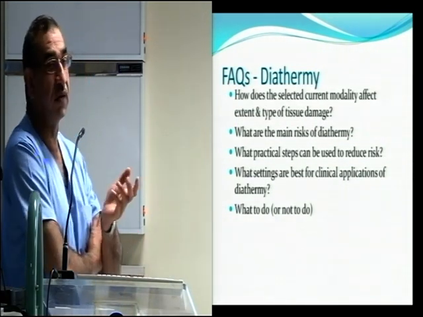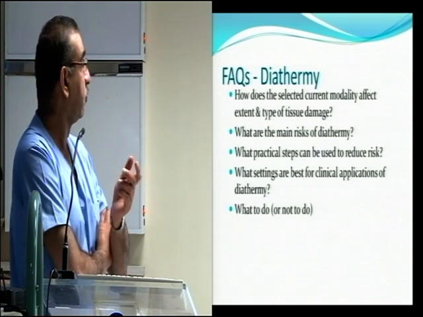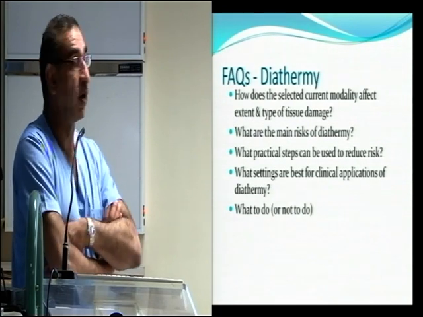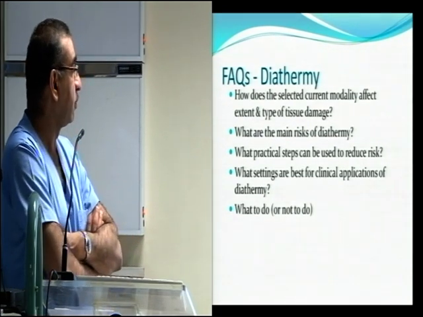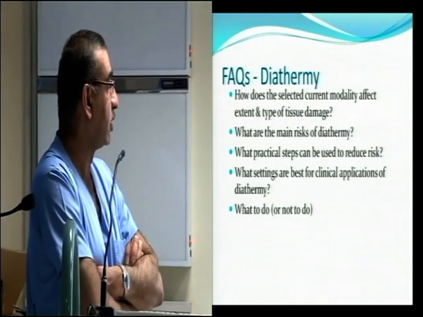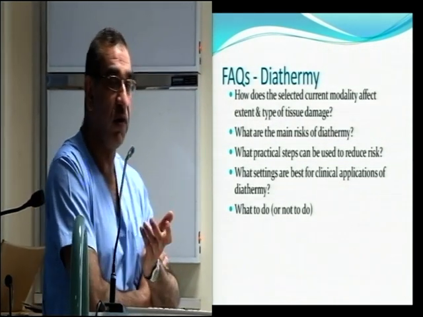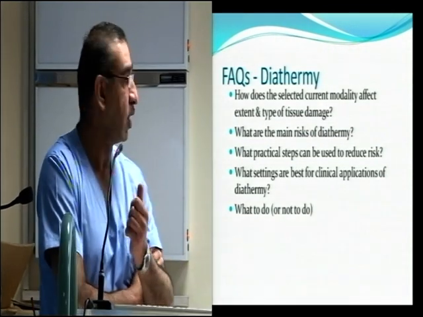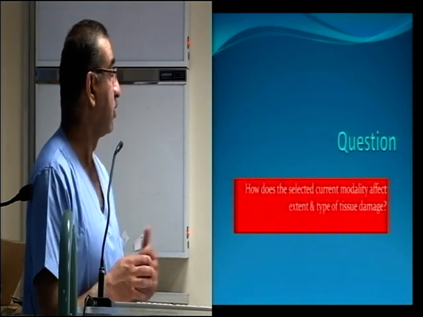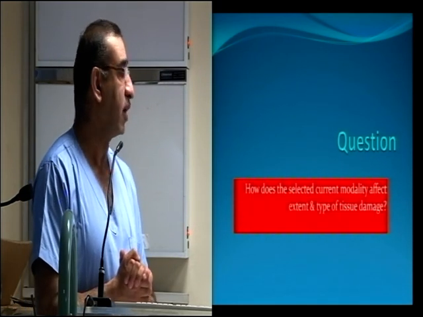What are the main risks of diathermy? Of course, the main risk is perforation, because you can burn a hole through the bowel wall. What practical steps can be used to reduce the risk, and what settings are best for clinical applications of diathermy? That is very much dependent on the type of equipment you have and what to do and what not to do. Okay? So how does the selected current modality affect extent and type of tissue damage?